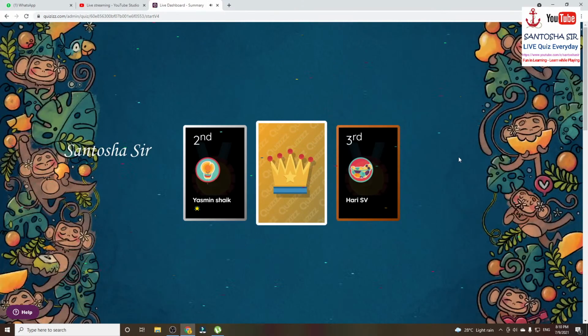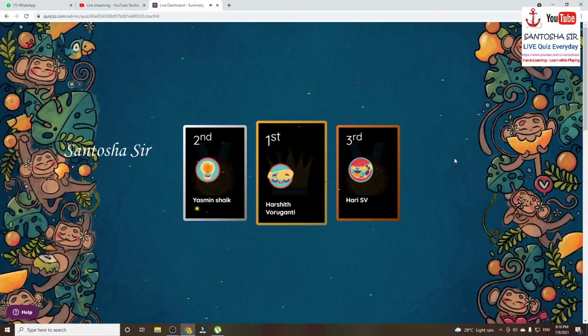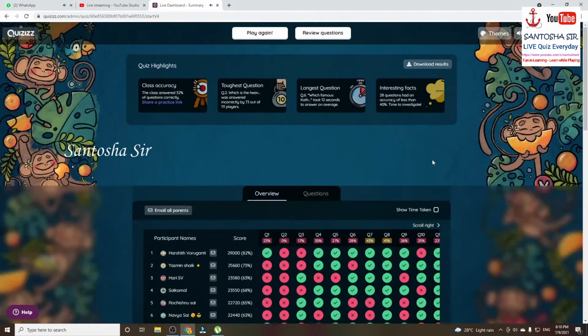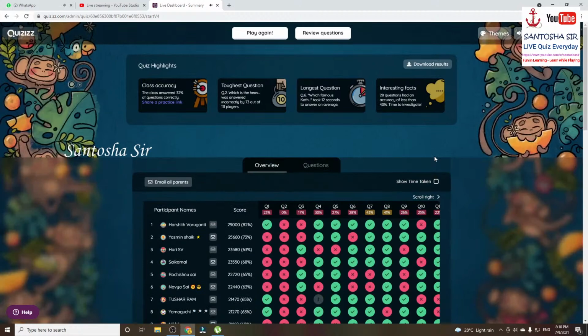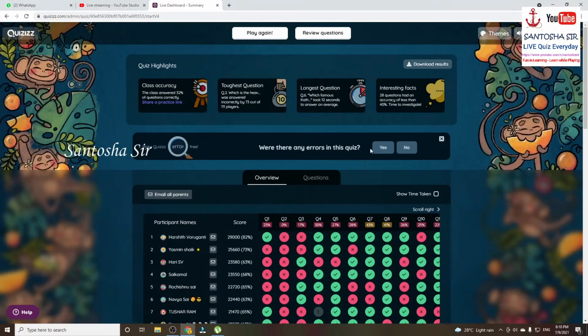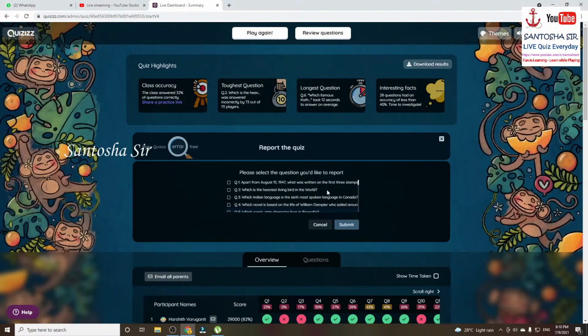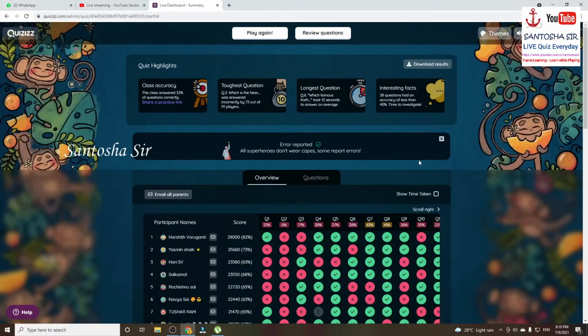Hari SV on third position, Yasmin Sheikh on second, Harshit on first position. Congratulations. I appreciate the time and effort of each and every participant there. And were there any errors in the quiz? Yes. I have seen the error in the second one and submitted.